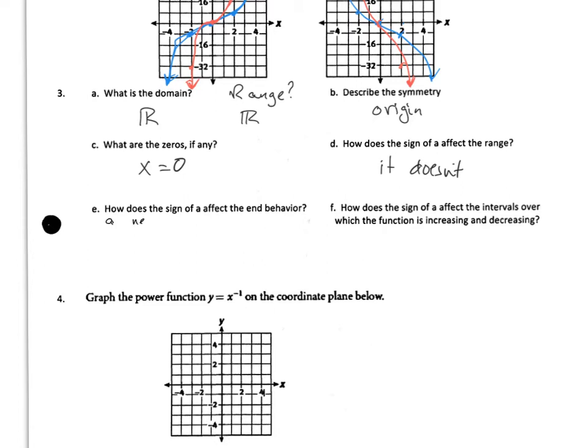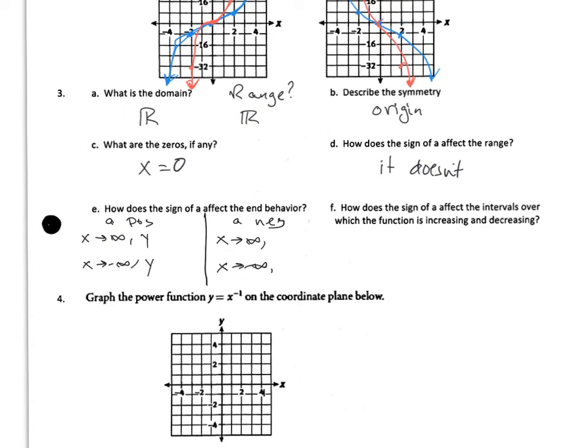So if A is negative, oops, let's do A as positive. Let's make this positive. And then A negative, so that it lines up with our pictures. Again, you start the same way. X goes to infinity, X goes to negative infinity. That's the process for end behavior.